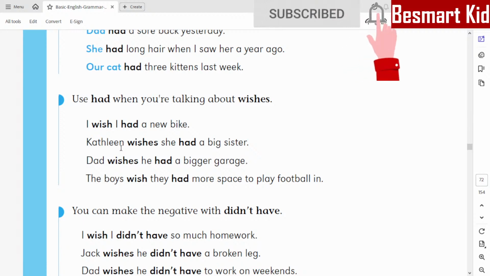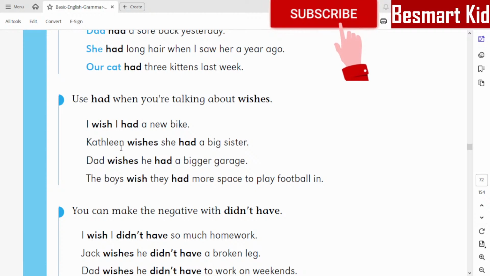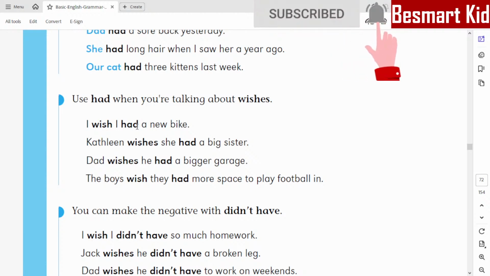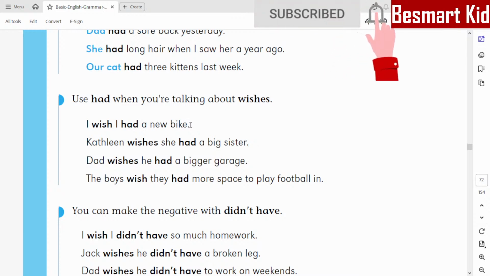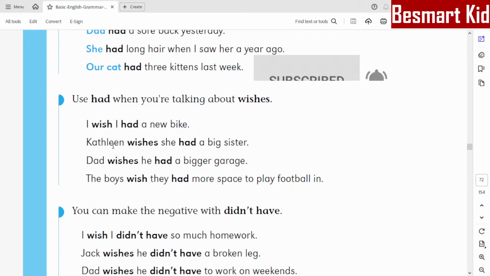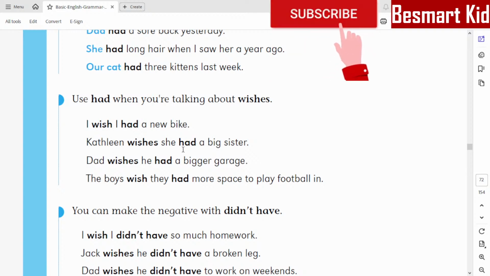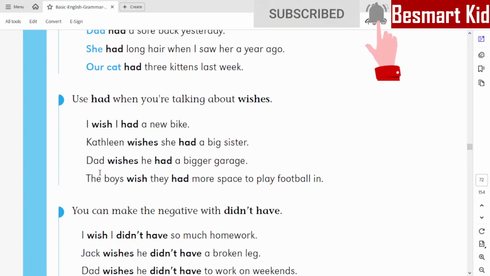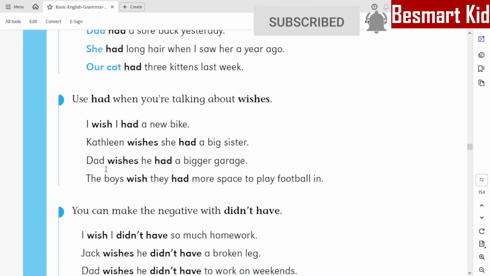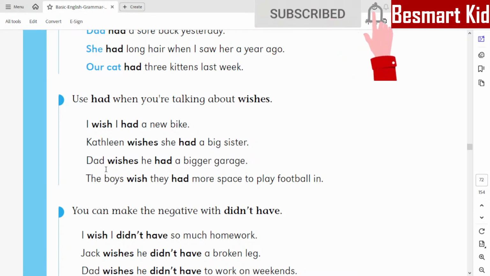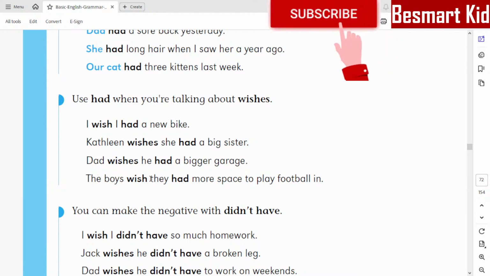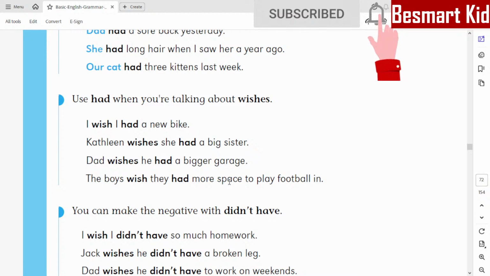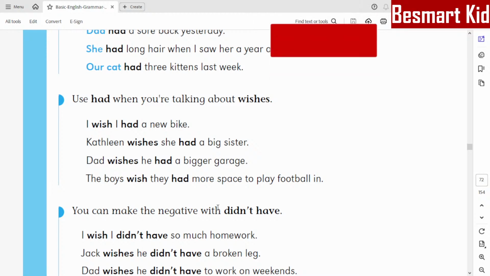Use had when you are talking about wishes. Examples: I wish I had a new bike. Kathleen wishes she had a big sister. Dad wishes he had a bigger garage. The toys wish they had more space to play football in.